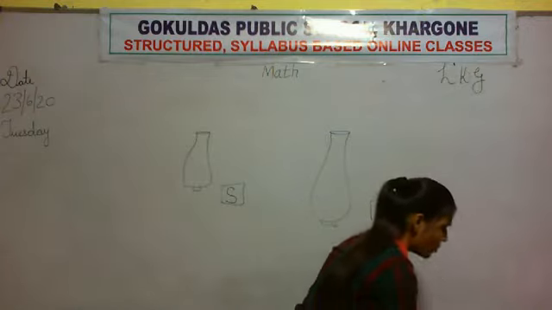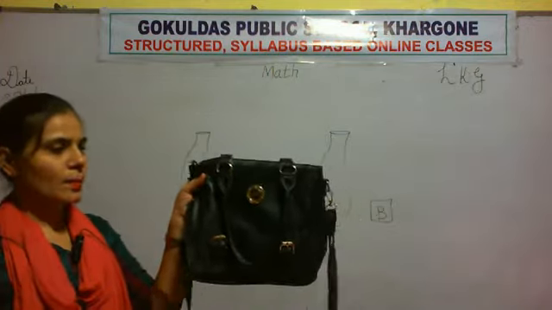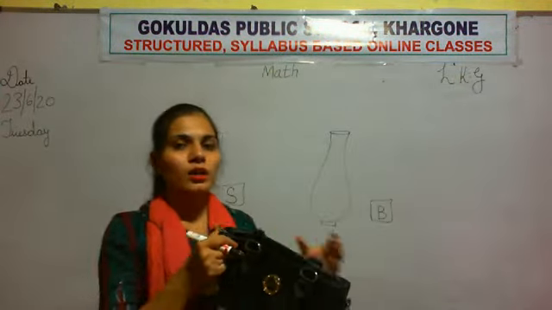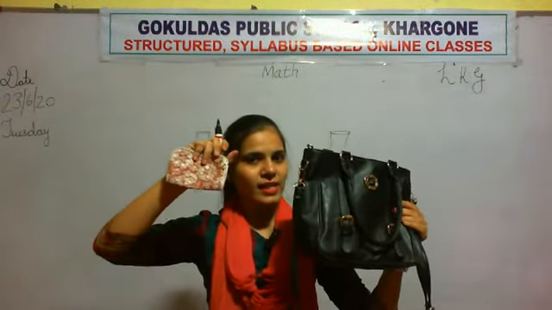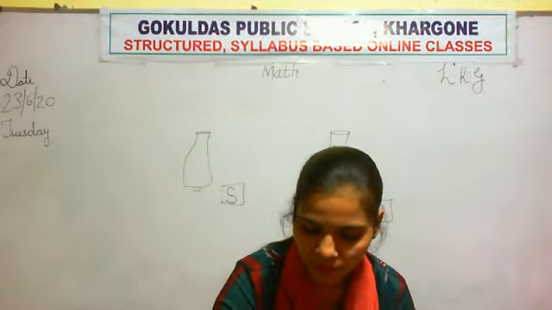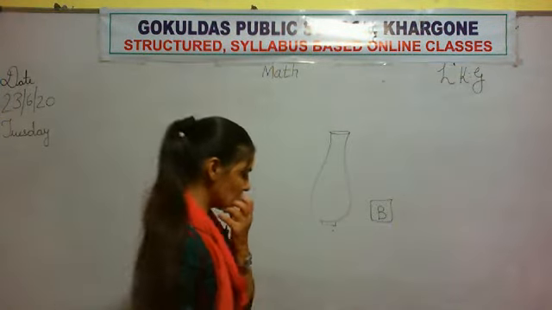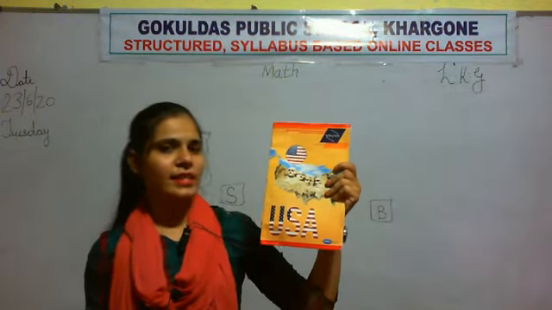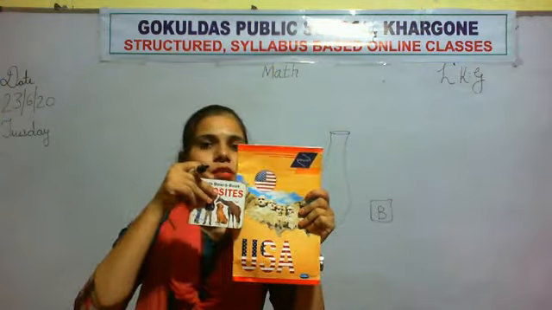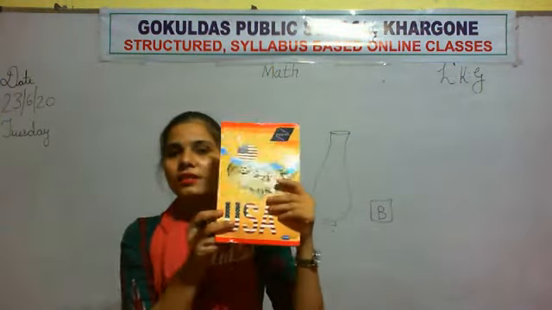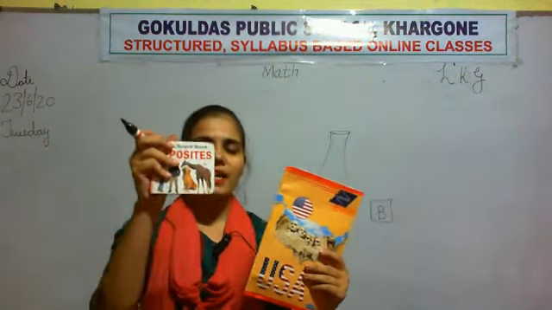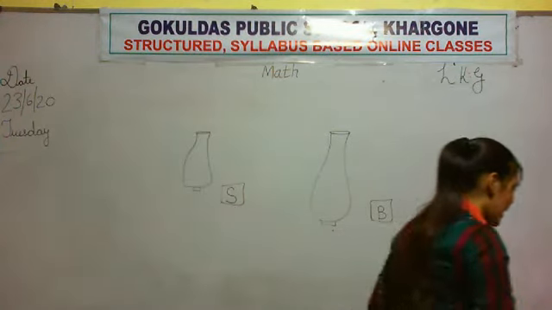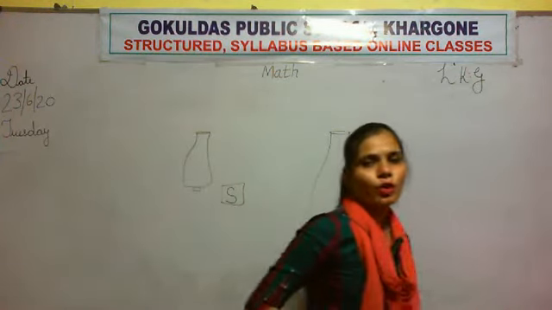Okay, I have so many examples. This one is a big purse and this one is a small purse. So this thing is big and this one is small. Okay, I have two books. This one is big, but this one is small according to their sizes. This one is big in size and this one is small in size. So this is big and small. I have two boxes.